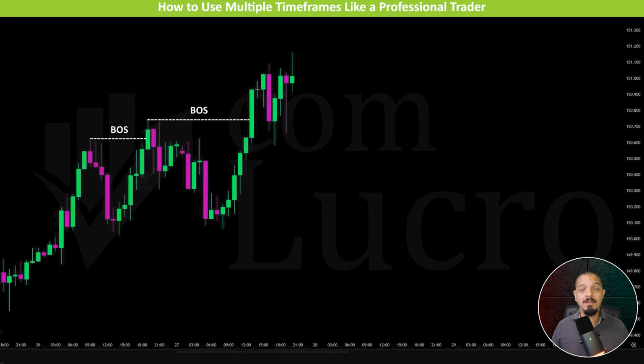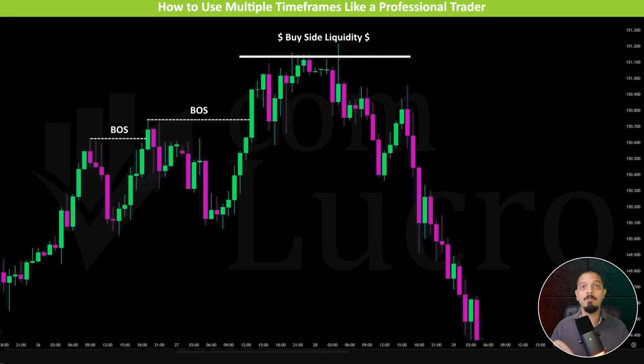For example, here on the US dollar against the Japanese yen 1-hour chart, we can see a strong uptrend. At first glance, it looks like a promising bullish market for entering a long trade. However, price fails to create a new higher high and rejects the same level twice before reversing.